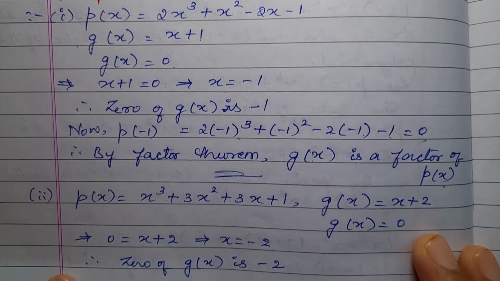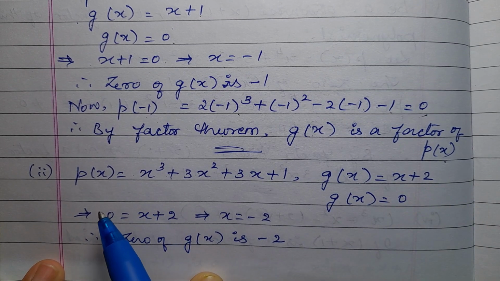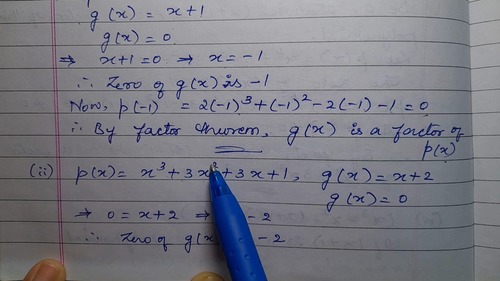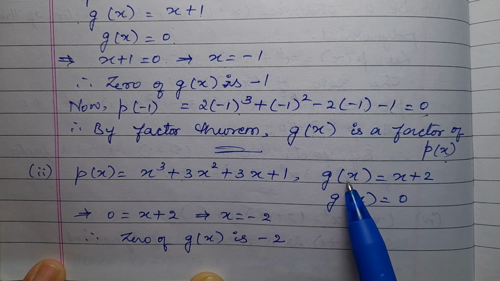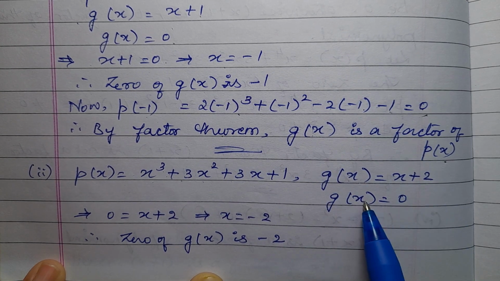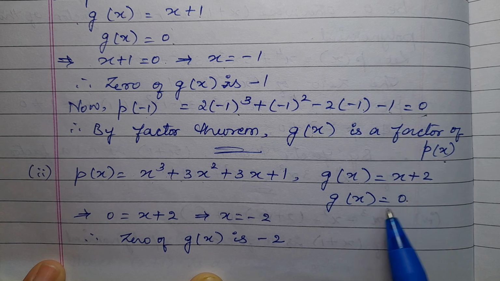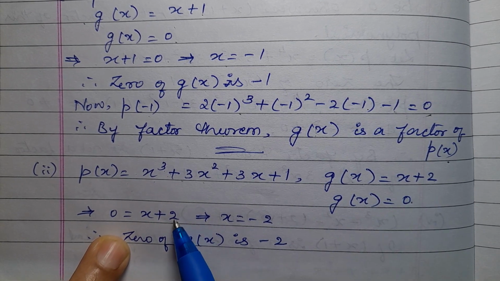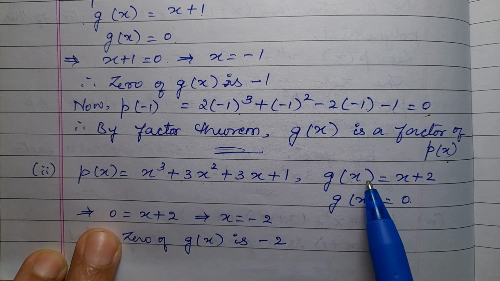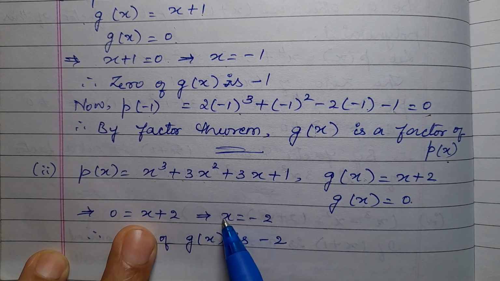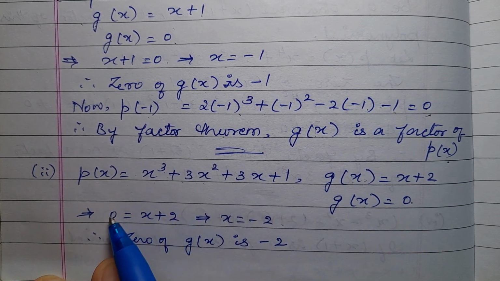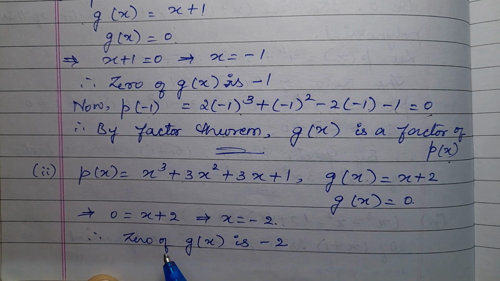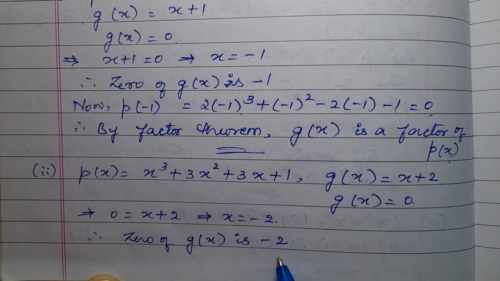Okay, next, second question: p of x equal to x cube plus 3x square plus 3x plus 1, g of x equal to x plus 2. Now take g of x equal to 0. Then x plus 2 equal to 0. Simplifying, x equal to minus 2, since plus 2 shifted to this side becomes minus 2. x equal to minus 2. Therefore the zero of g of x is minus 2.